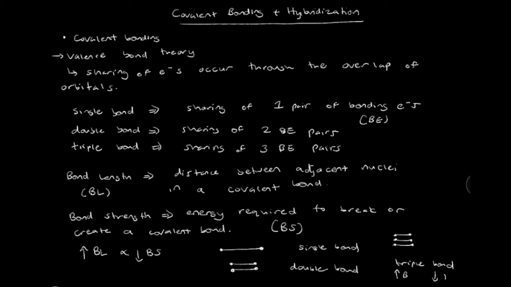I made a mistake over there. Highest bond strength, but the lowest bond length, right? And the single bond has the highest bond length, but the lowest bond strength. Okay, so this is something that you want to keep in mind, right? When we're looking at covalent bonds, we're looking at a sharing of electrons, and different numbers of electrons being shared can constitute different types of covalent bonds, whether it be a single bond, a double bond, or a triple bond.